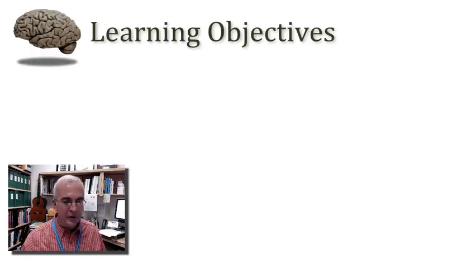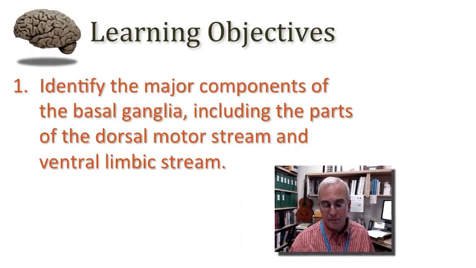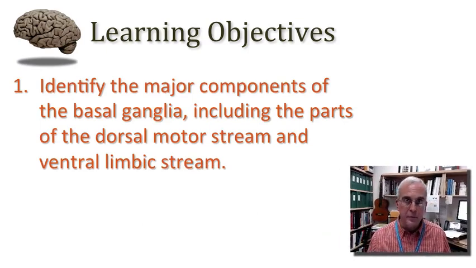So my learning objective for you in part one is that I want you to be able to master the anatomy of the basal ganglia, basically. I want you to identify the major components of the basal ganglia, including parts of what we'll call a dorsal motor stream and a ventral limbic stream. This word stream, as you'll see, is a word that we sometimes use in neuroanatomy to talk about a pathway or a circuit that processes information from one station to another.